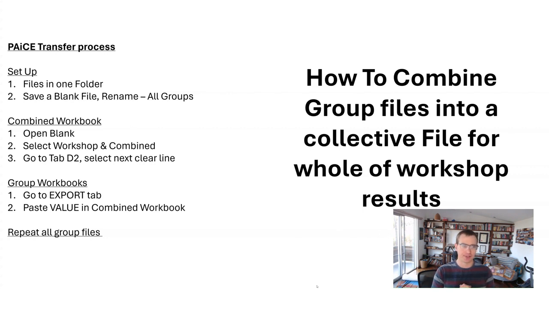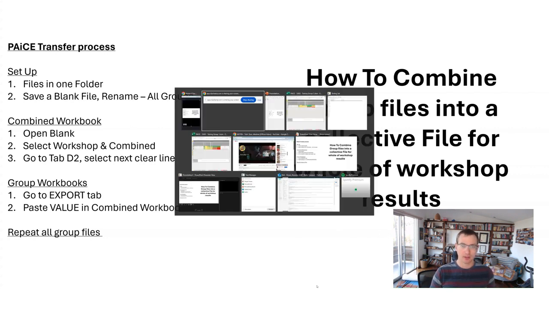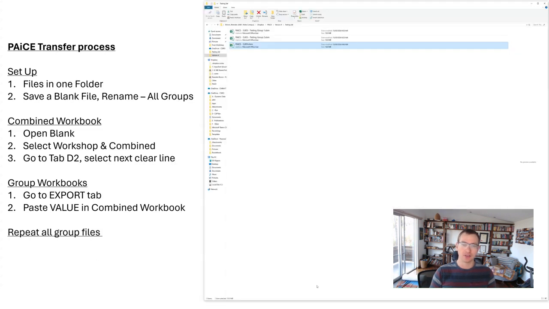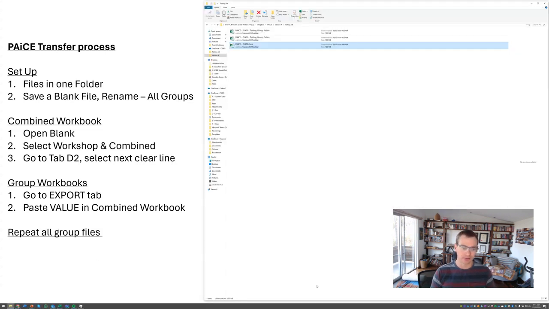Now, there's a few steps to do this. The first thing that you need to do is to get all your files onto the same laptop into the same folder. So in this case, you can see that we've got a group 1 and a group 2, and we also have a blank file. So what we want to do with that blank file is then rename that as all groups.